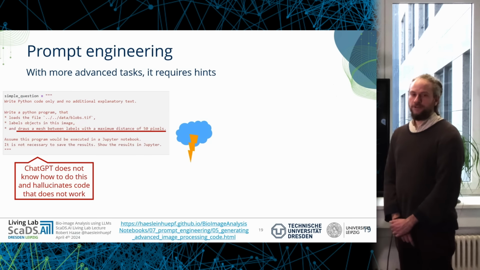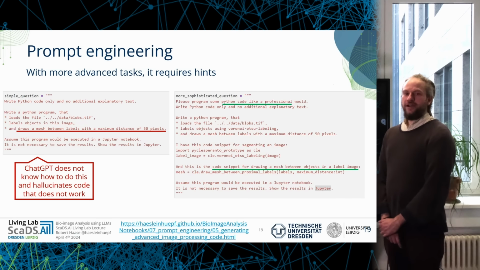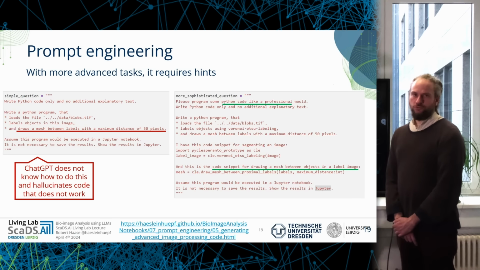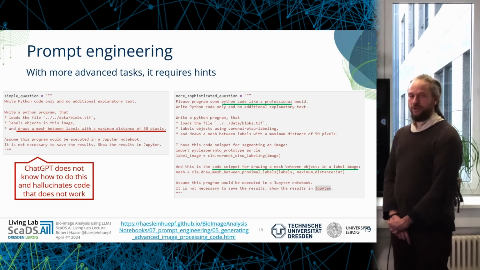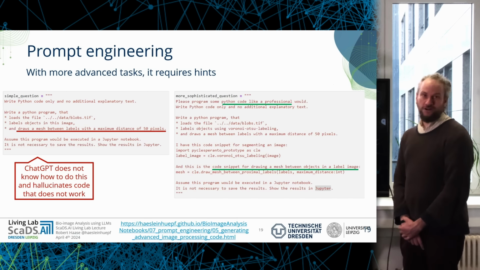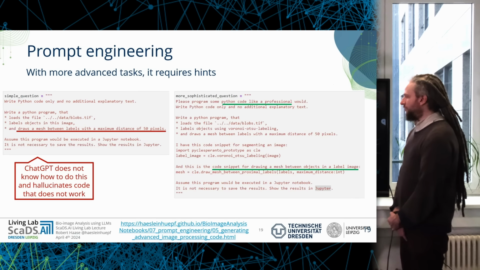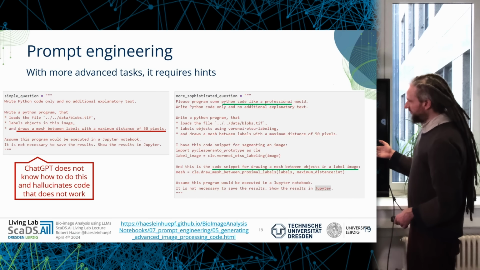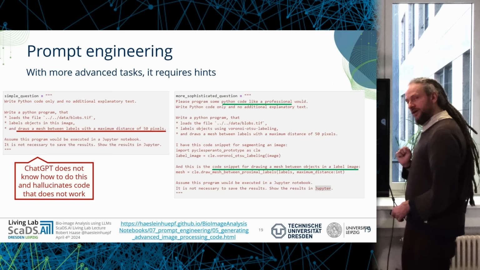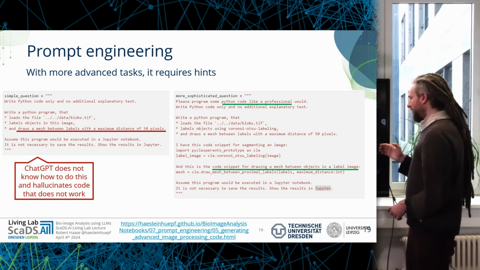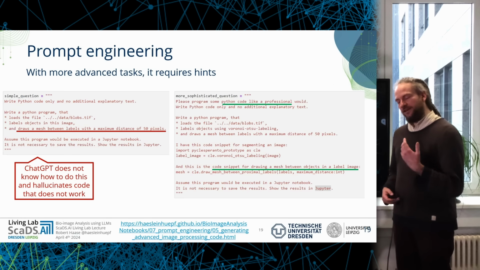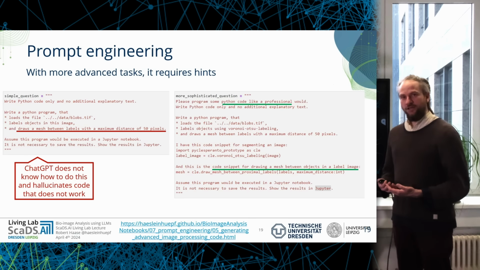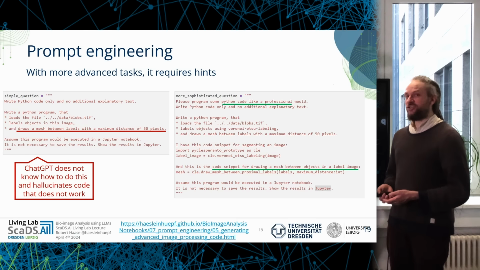So this will not work, but I can again provide more hints to the language model and say, for example, you are a professional Python programmer, you write Python code like a professional would. I can also provide code snippets where you say, for example, in order to draw a mesh between objects, you can use this code example, and there's a one-liner basically doing this. And then the language model is capable of solving this task because it has this additional information given in the prompt.